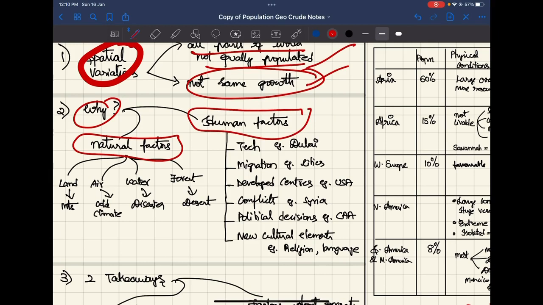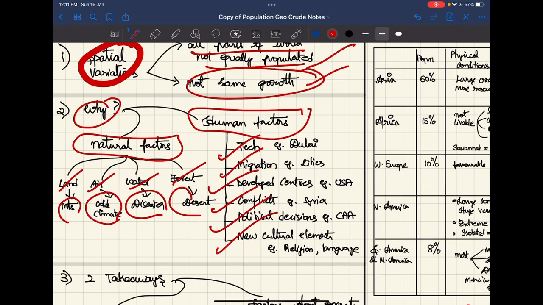Natural factors are your land, air, water, forest. You can give any example you want. And human factors are technology, migration, developed centers, conflicts, political decisions, and new cultural elements. These are the examples for those.